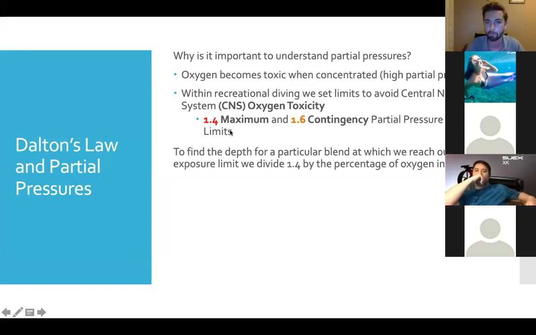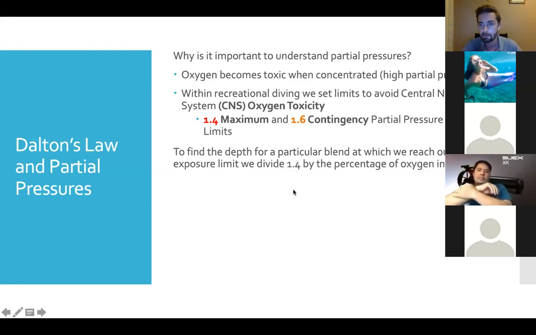So we set a limit of 1.4 as a maximum and 1.6 as a contingency limit on the partial pressure of oxygen. Within recreational diving, you'll never go above 1.4. The 1.6 number is used in some forms of technical diving, but again, for professional level examinations, they will want you to know those two numbers.